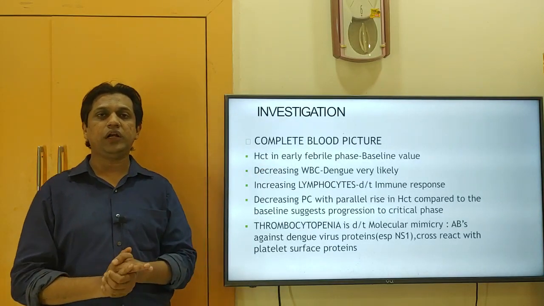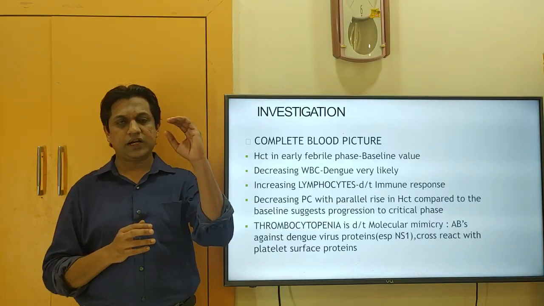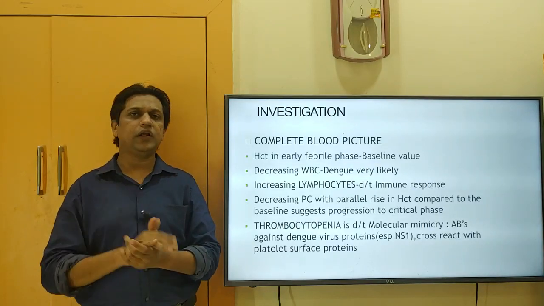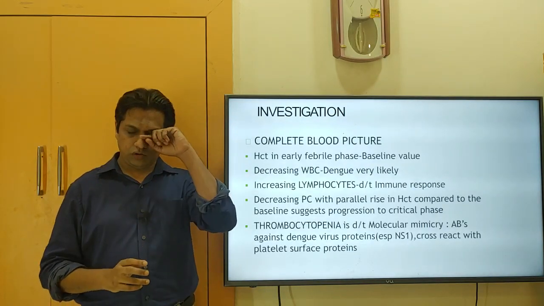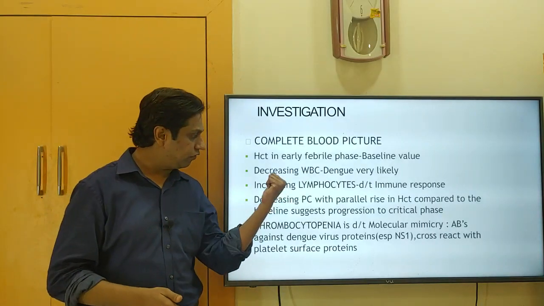Now what is this hematocrit? So hematocrit is the percentage of the RBC in the whole blood, that is the ratio of the total RBC to the total whole blood. Okay, so generally in adults it is around 45%. So there will be hemoconcentration and hematocrit rises as the disease advances.